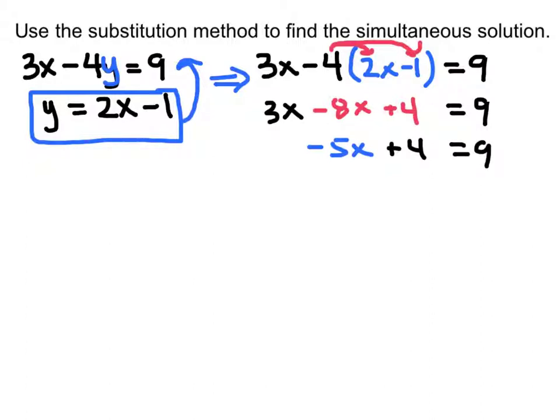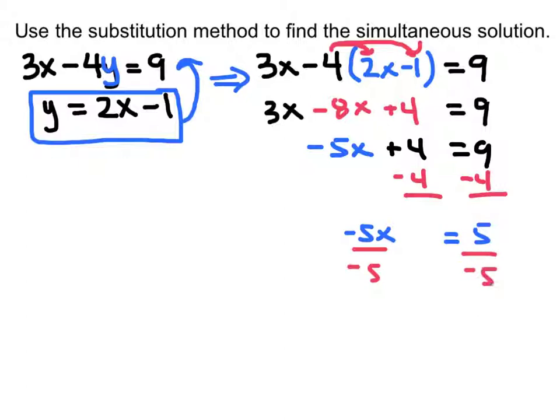And then we'll move the 4 over to the right-hand side by subtracting 4 on both sides. So that will leave us with negative 5x equals 5. And to solve for x, we will divide both sides by negative 5 to get x equals negative 1.